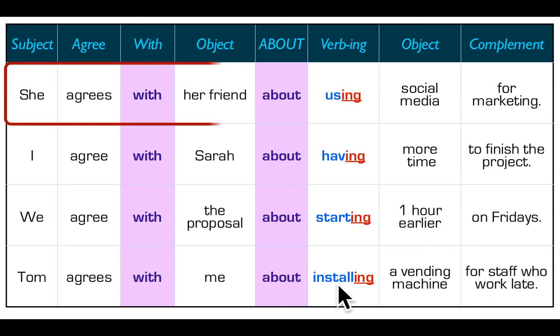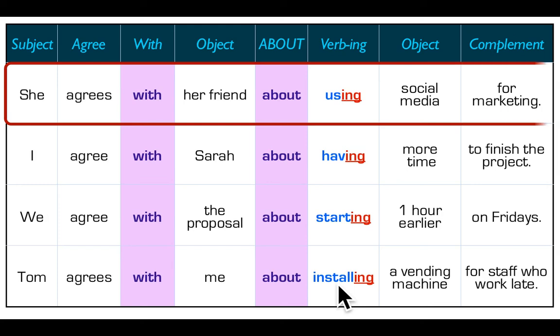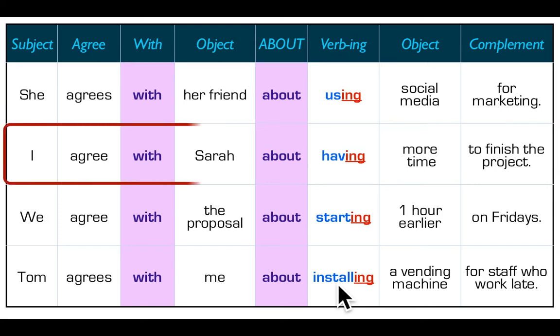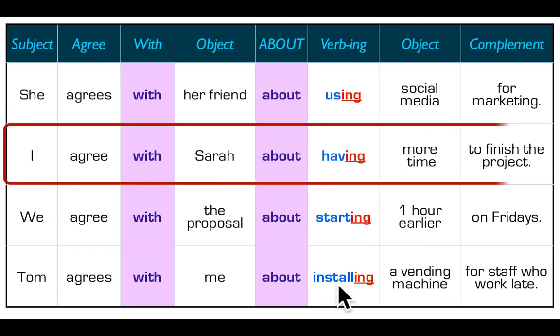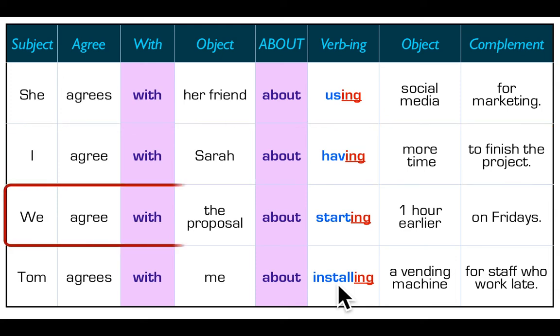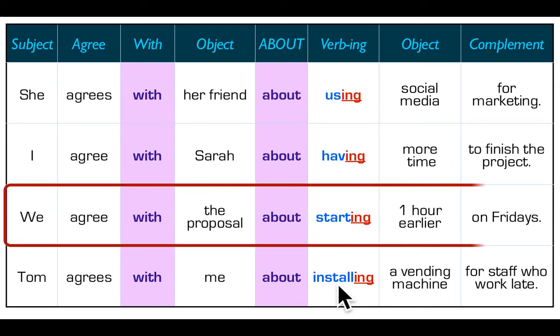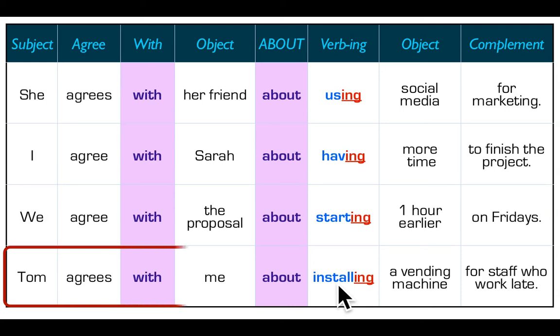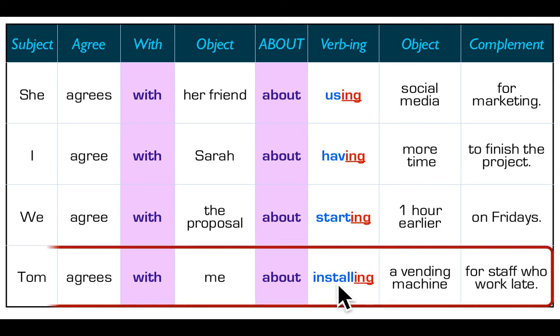So she agrees with her friend about using social media for marketing. I agree with Sarah about having more time to finish the project. We agree with the proposal about starting 1 hour earlier on Fridays. And Tom agrees with me about installing a vending machine for staff who work late.